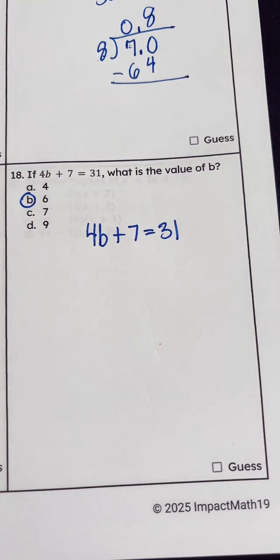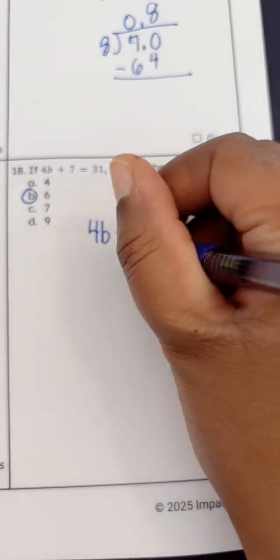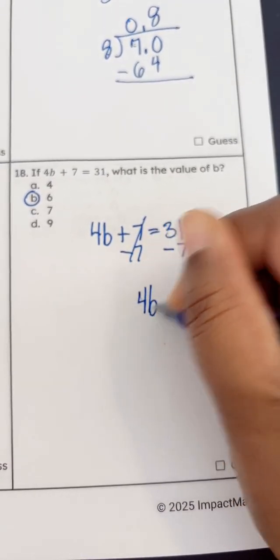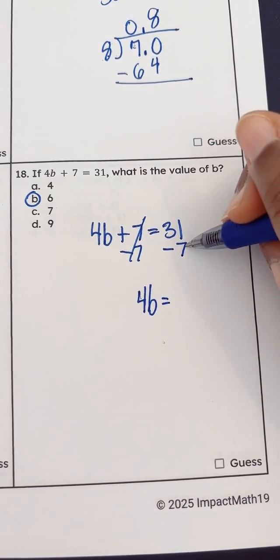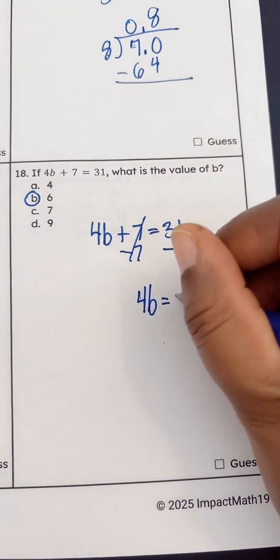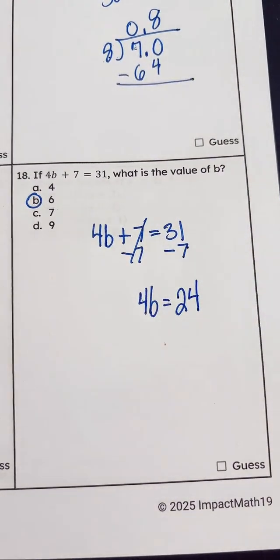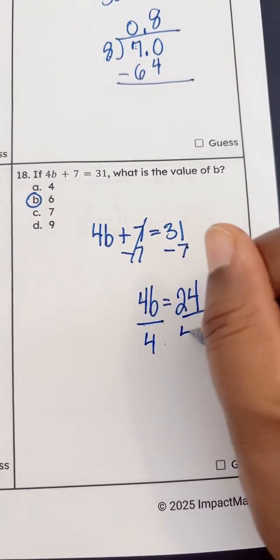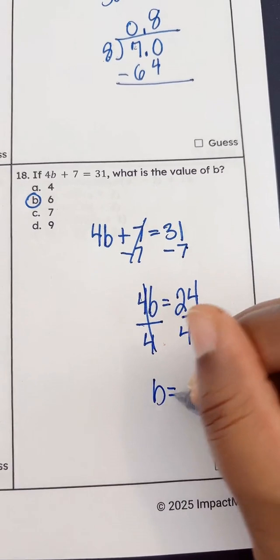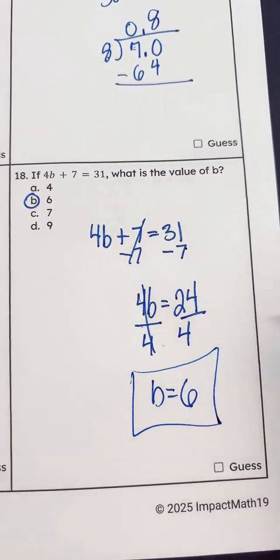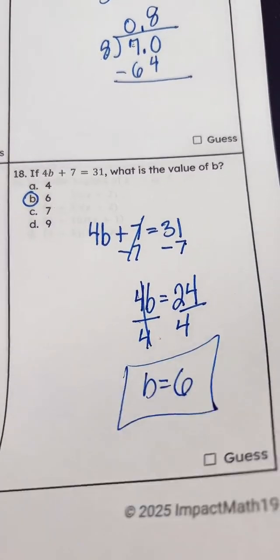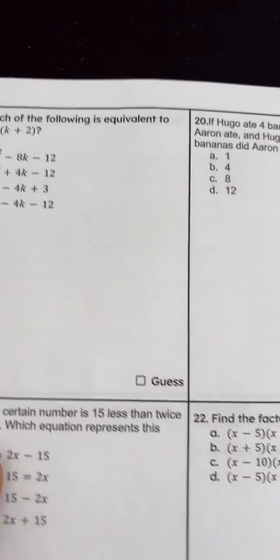Subtract 7. Subtract 7. Beautiful. So we're going to get 4b equals... What's this going to give us? That's going to give us 24. Then we're going to divide by 4. And b equals 6. Yes, and that is our beautiful answer. So wonderful. Good. All right.